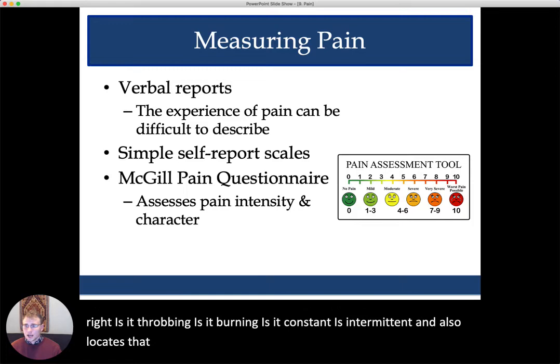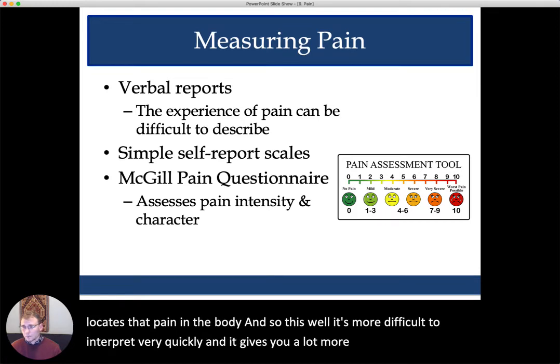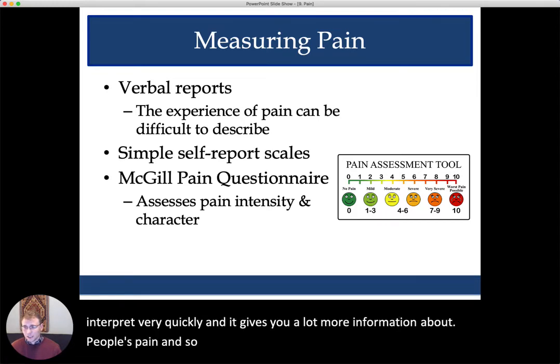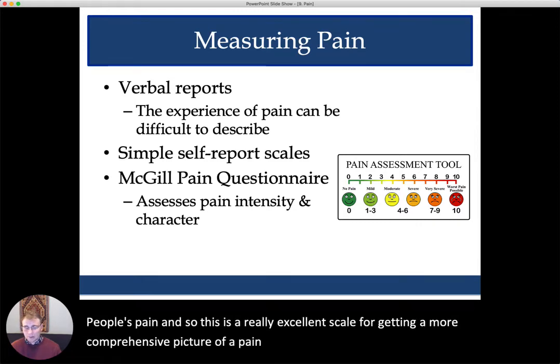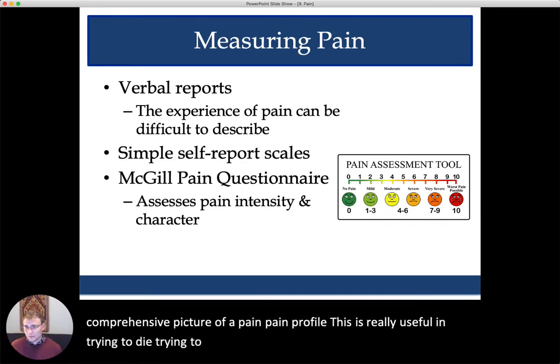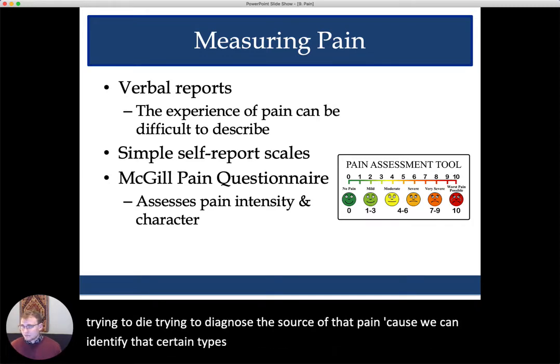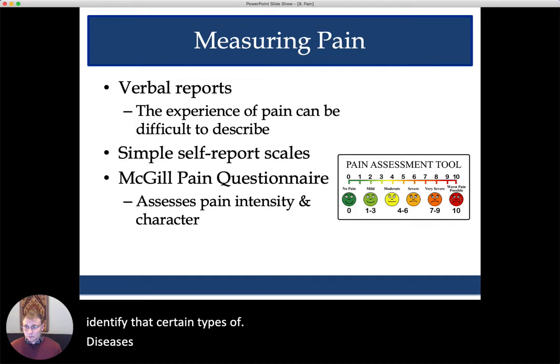And so this, while it's more difficult to interpret very quickly, right, gives you a lot more information about people's pain. And so this is really an excellent scale for getting a more comprehensive picture of a pain profile. This is really useful in trying to diagnose the source of that pain, because we can identify that certain types of diseases and disorders lead to certain profiles of pain in different people.